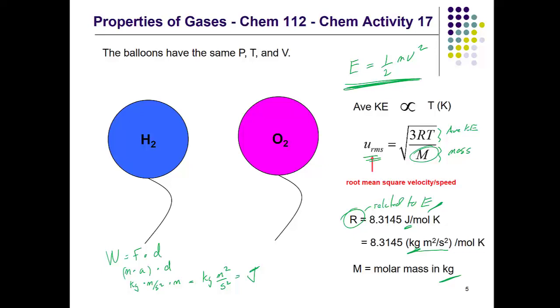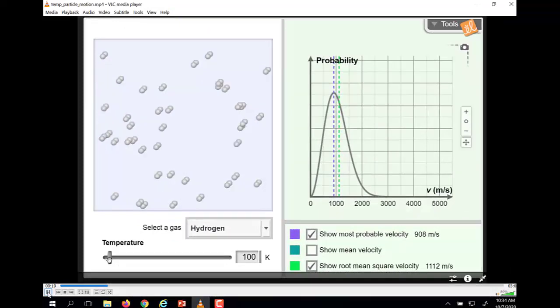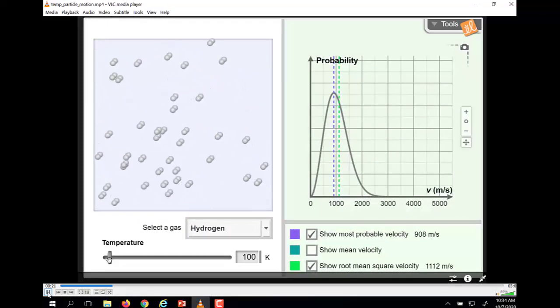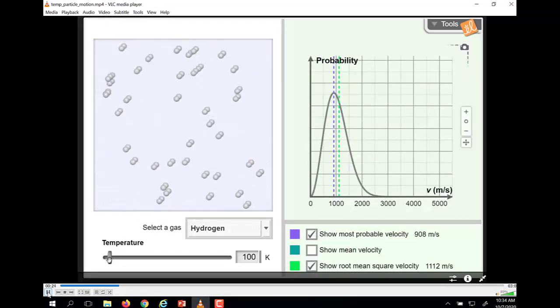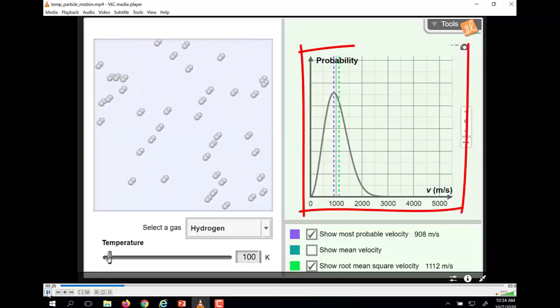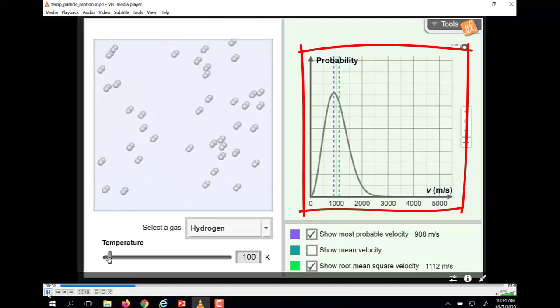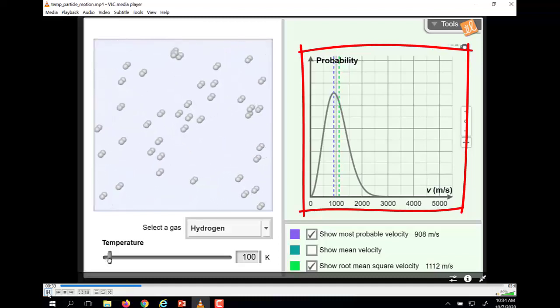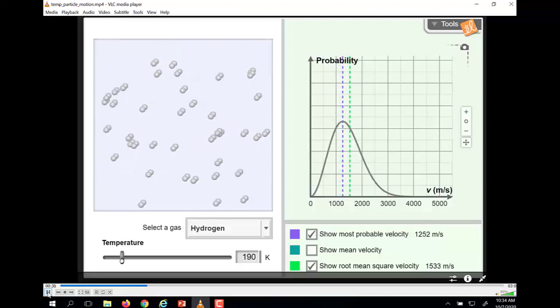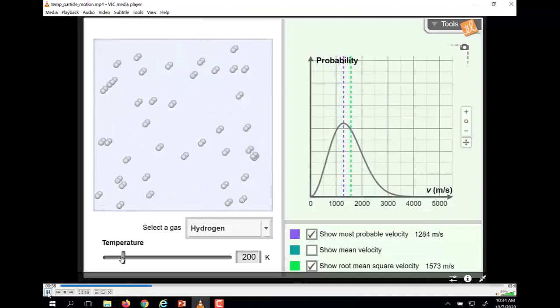In a minute, I'd like to do a calculation with you involving this equation. But before I do that, I'd like to show you a simulation that shows you how speed or velocity of a gas is related to temperature, but also the mass of the gas. In this simulation, you can see that we have a representation of hydrogen gas particles. They are currently at 100 Kelvin. On the right, you see something similar to a Maxwell-Boltzmann energy distribution, except now it's a velocity or speed distribution. The y-axis is shown as probability, and the x-axis is shown as velocity.